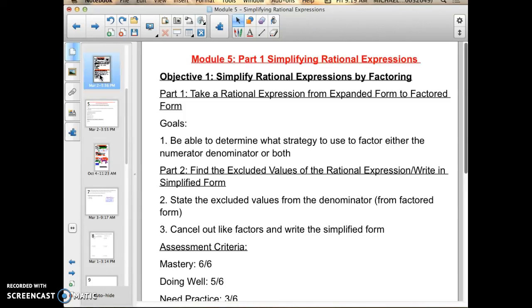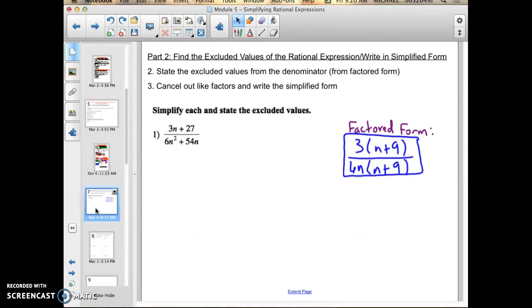So there's two pieces to this that you have to consider. State the excluded values from the denominator, and we're going to talk about why the denominator in just a second, and then cancel out like factors and write it in simplified form. So let's go ahead and work through this part.